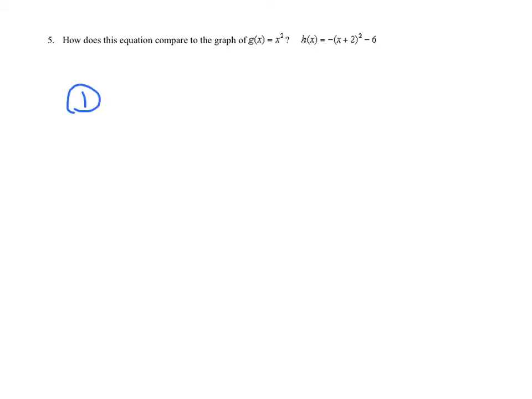First transformation that we can see right off the bat is we've got a positive 2 tucked in there with x. A positive 2 tucked in the parentheses with x is going to be a shift left or a shift right, all based upon that sign. Because it's positive, we know this is a shift left 2. And then look at that end, we've got a minus 6, and see how it's on the outside. This number pushes the graph down. So that's going to be our second transformation.